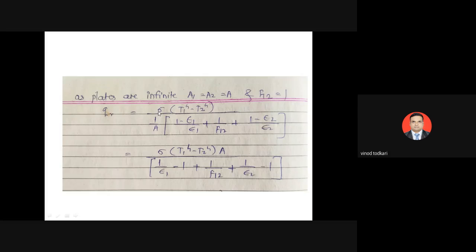Now see, what will be the formula for QR now? It is sigma into bracket T1 raised to 4 minus T2 raised to 4 divided by. Now A, I have taken it outside because A1 was there, here A1 was there and here A2 was there. But A1 and A2, they are same. So I have taken A outside the bracket.